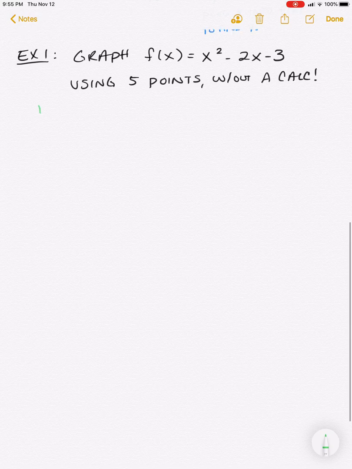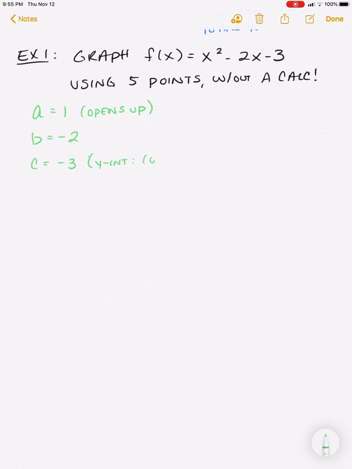All right, so when I take a look at this parabola, here's what I know. I know that the leading coefficient is 1, which basically tells me, since it's positive, that I can already expect that my parabola is going to open up. I know that the b value is going to be -2, and I know that the constant value, the c, is going to be -3. And what that basically tells me is that the y-intercept is going to be (0, -3), which could help us when we go to do the graphing.